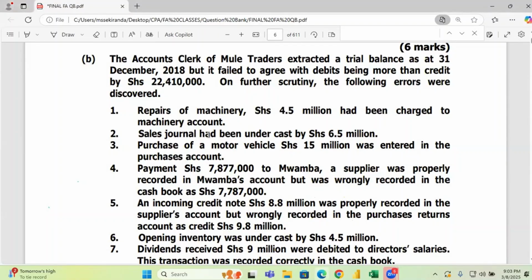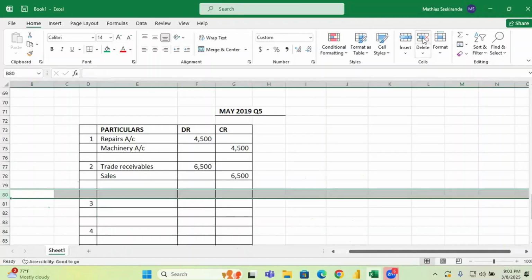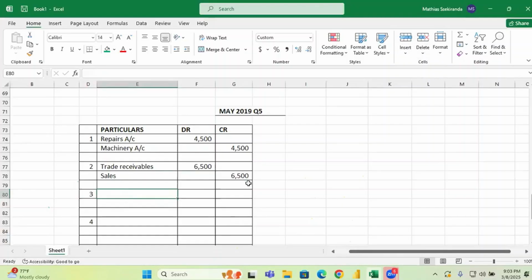It means since the sales journal is undercast by 6.5, likewise, the sales account is also undercast by 6.5, and the receivables account is also undercast by 6.5, because the sales journal feeds the sales account and feeds the receivables, okay? Therefore, we shall increase our trade receivables, and also increase our sales by 6.5. That's how we had to do it, but we had done it in the first number.